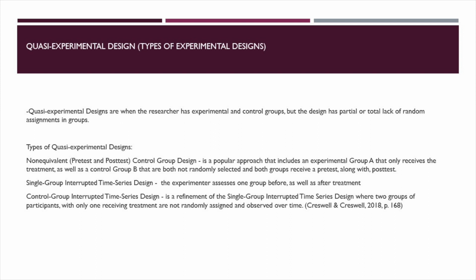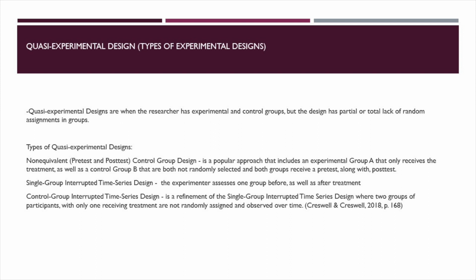Quasi-experimental design, types of experimental designs. In quasi-experimental design, the researcher has experimental and control groups, but the design has partial or lack of random assignment in groups. For quasi-experimental designs, the examples include the non-equivalent pre-test and post-test control group design, which is a popular approach that includes an experimental group A that only receives the treatment, as well as a control group B that are both not randomly selected, and both groups receive a pre-test along with a post-test.